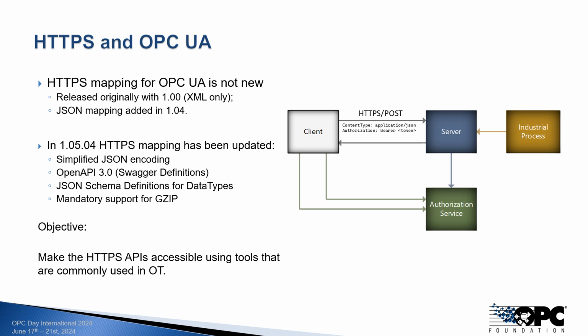For that reason, we took a new look at the HTTPS mapping, and we have updated it to provide a much more cohesive and compelling solution for any web developer interested in using OPC UA. So this includes a simplified JSON encoding, formally defining the specification using OpenAPI 3.0, JSON schema definitions for all data types, adding in support for gzip. And by pulling all this together, we feel that we've got a very compelling solution for you.